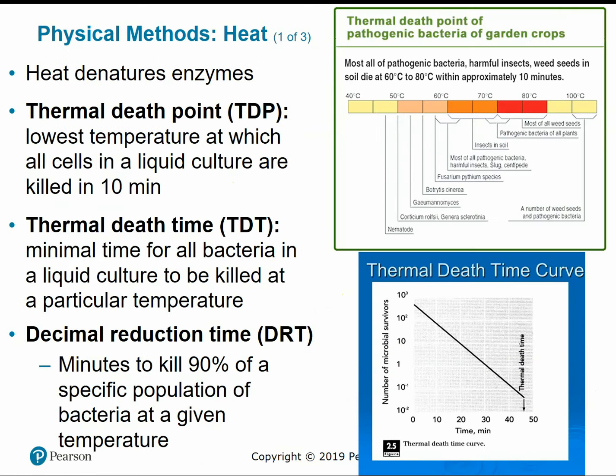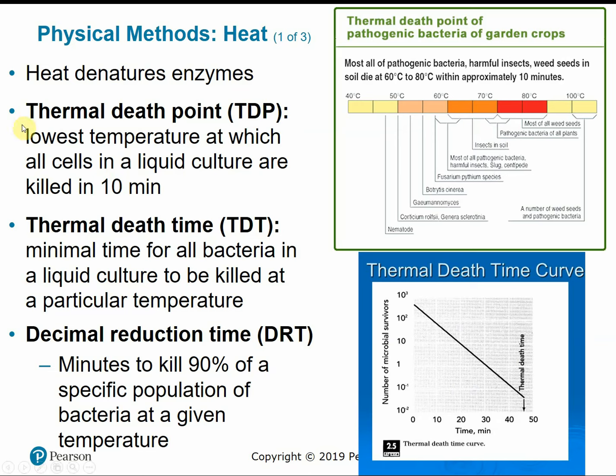There are 2 main categories of methods we can use to control microbial growth, physical or chemical. One of the most basic types of physical methods would be heat, because heat is going to denature those enzymes and essentially make the cell unable to undergo its metabolic reactions.